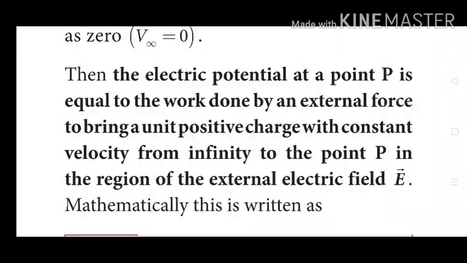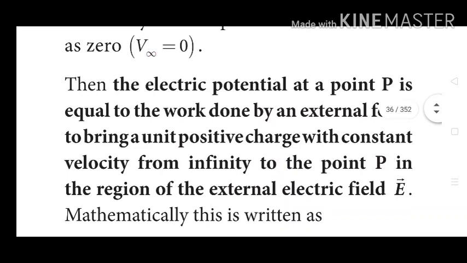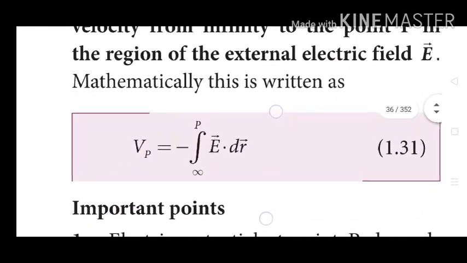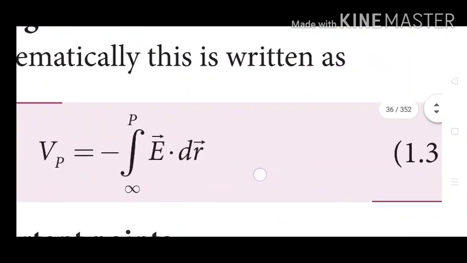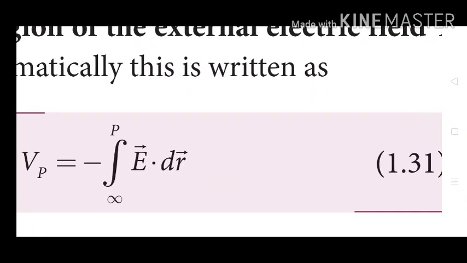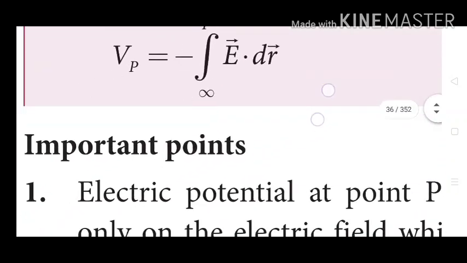Then the electric potential at a point P is equal to the work done by an external force to bring a unit positive charge with constant velocity from infinity to the point P in the region of the external electric field E vector. Mathematically it is written as Vp is equal to minus the integration from infinity to P of E vector into dr vector. This is the formula for potential at point P. This is also an important derivation.